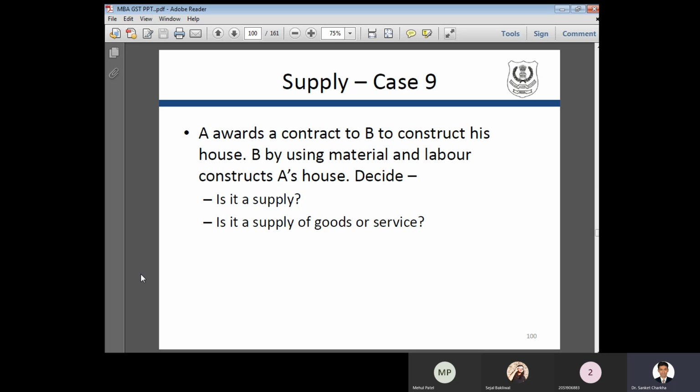A award a contract to B to construct his house, by using his material and labor construct A's house. Decide.